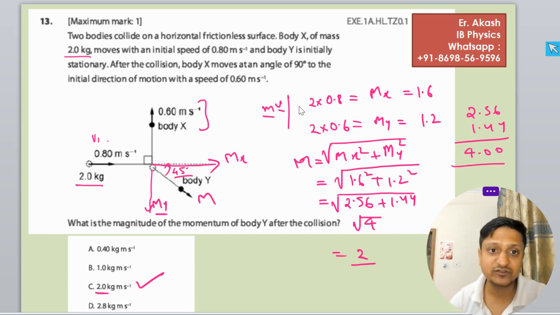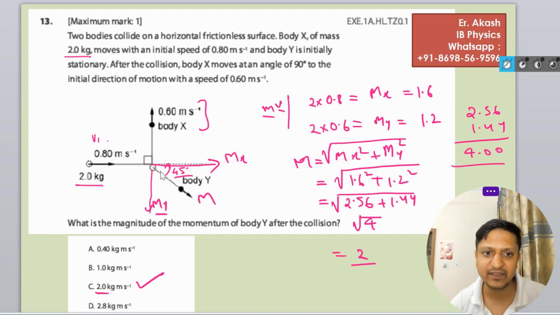So basically in this question what we have done is, first we have broken it down into the components. We don't need that type of breaking down, that is the cos theta or sin theta, but basically we have calculated mx, then we have calculated my, and then we have calculated the resultant, that is m.